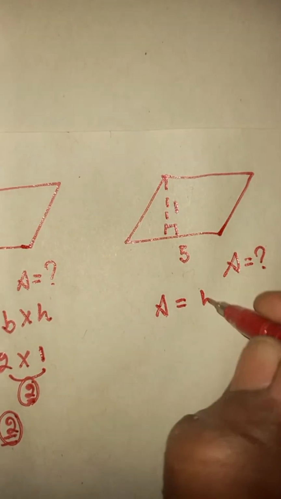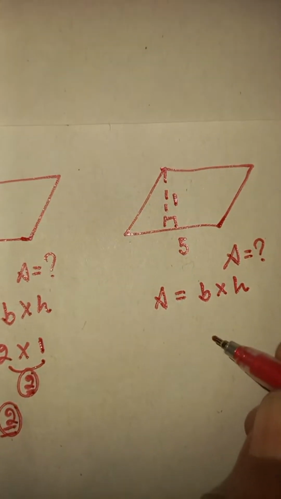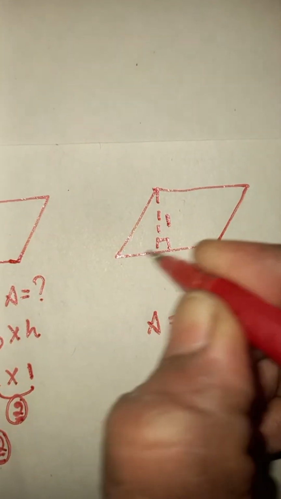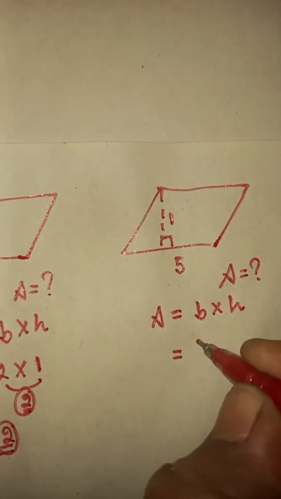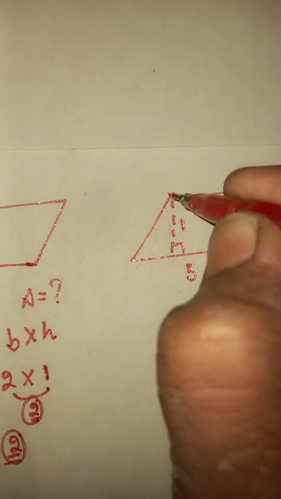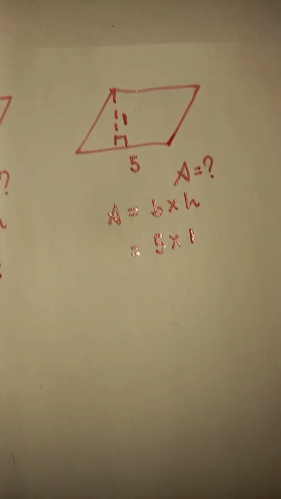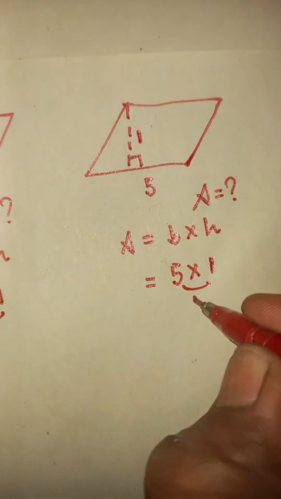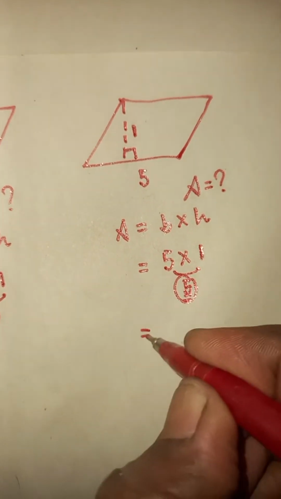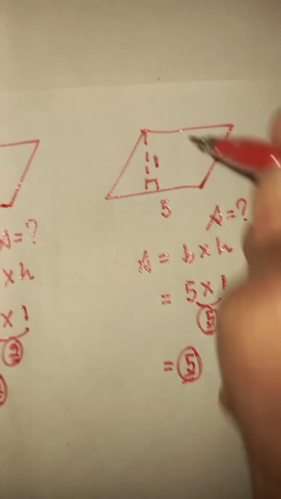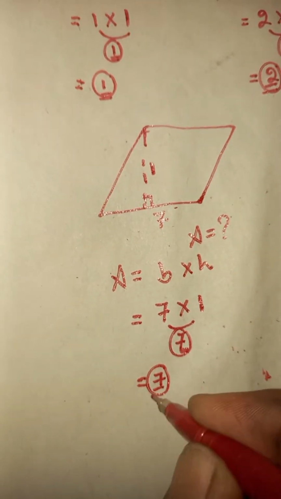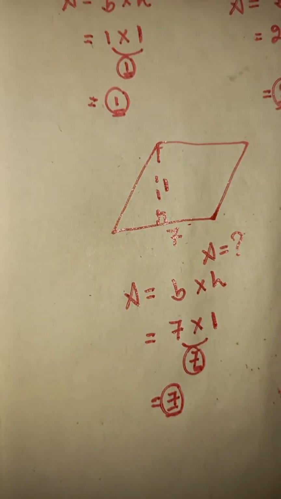Area of the parallelogram is base times the perpendicular height. Here, this is the base, which is 5 units, times this is the perpendicular height, which is 1 unit. You can find it out. 5 times 1 is 5, so 5 square units is the area of this parallelogram.